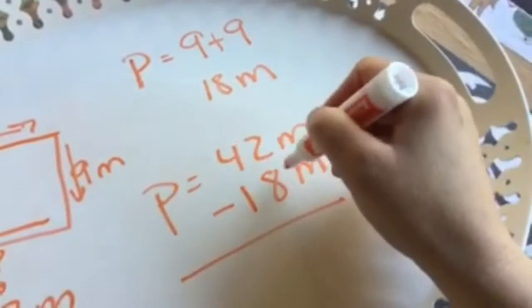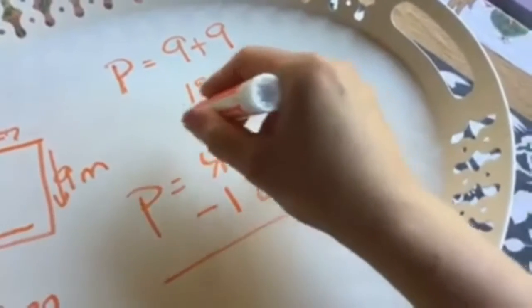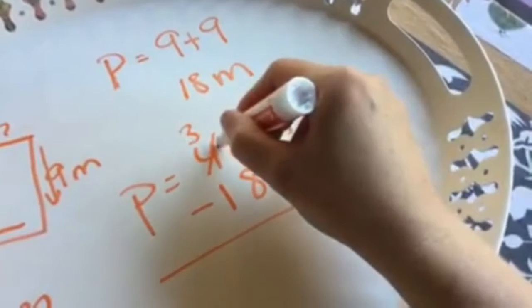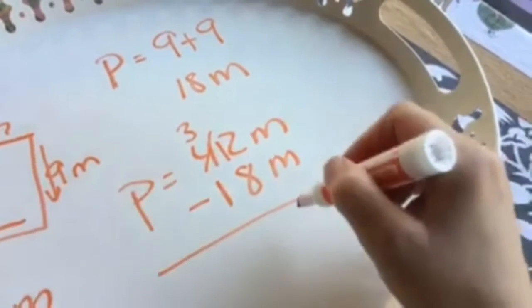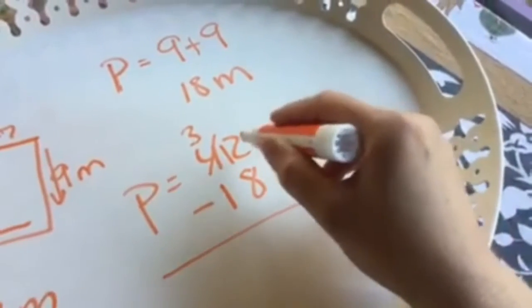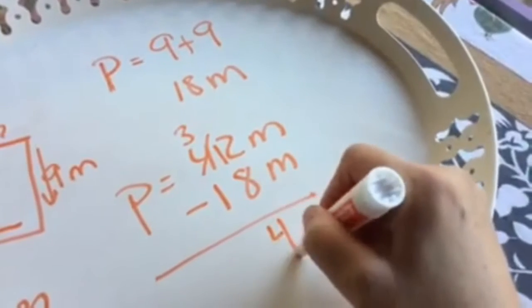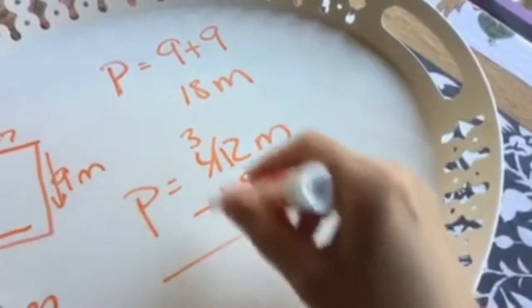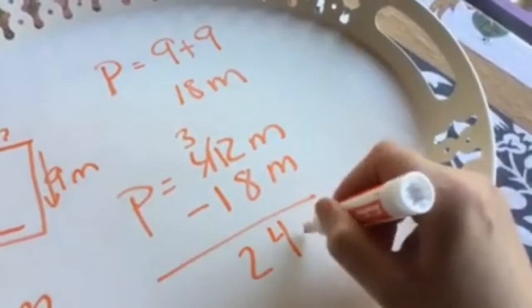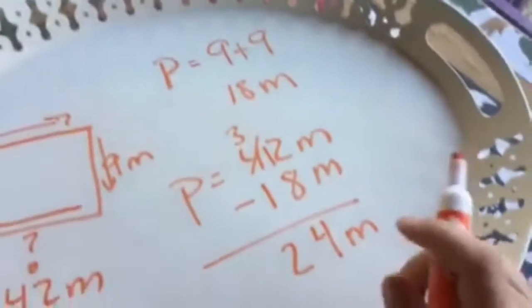And so, I can't take 8 from 2. I'm going to borrow from that 4 and make it a 3. I'll bring my 1 over here in front of my 2. And now if I subtract 8 from 12, I know that I have 4. I'm going to come over here and take 1 from that 3, and now I have 2. And I have 24 meters left over.